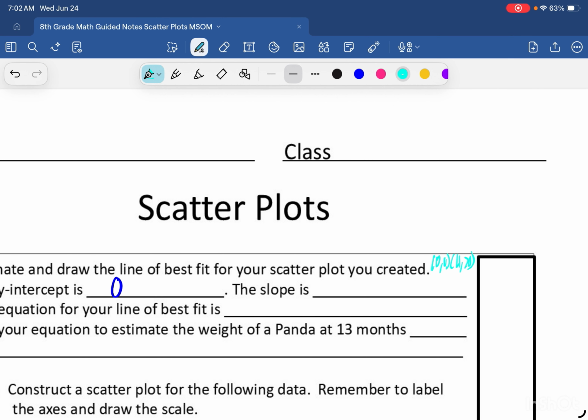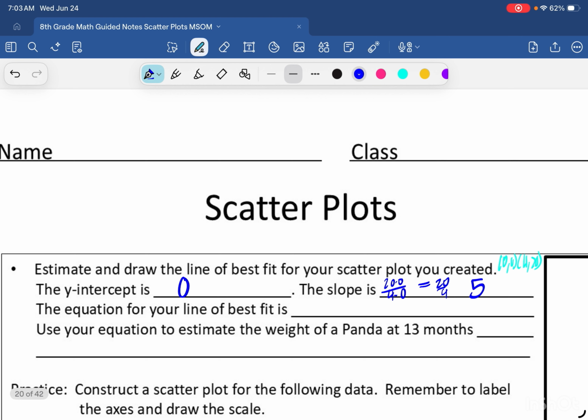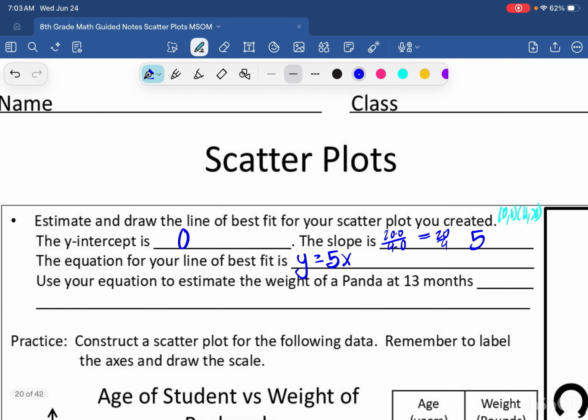And let's do the change of y over change of x. So 20 minus 0 over 4 minus 0. That's going to be 20 over 4, which reduces to 5. So my slope is about 5. So the equation for your line of best fit is y equals mx plus b, so slope 5x plus 0. So we'll just say y equals 5x. Use your equation to estimate the weight of a panda at 13 months. So 13 months, that's going to be my x. So we will say y equals 5 times 13. 5 times 13 equals 65 pounds.